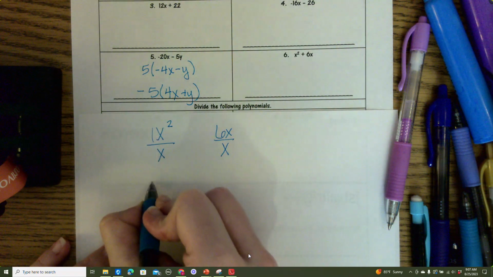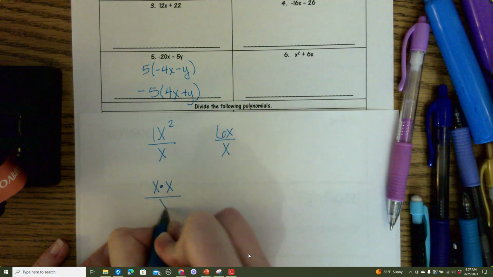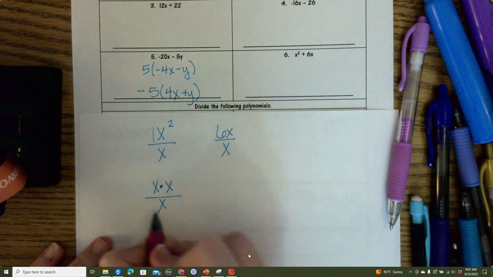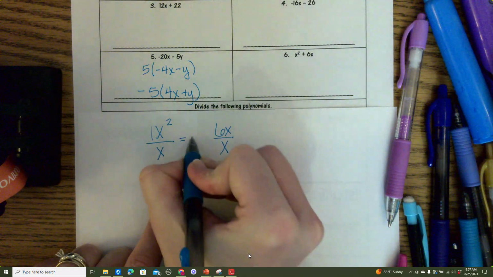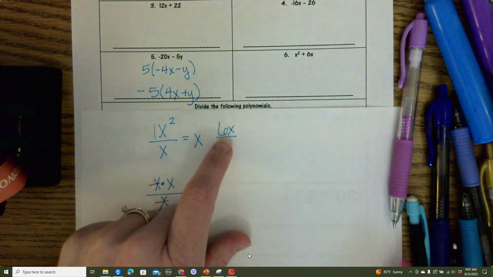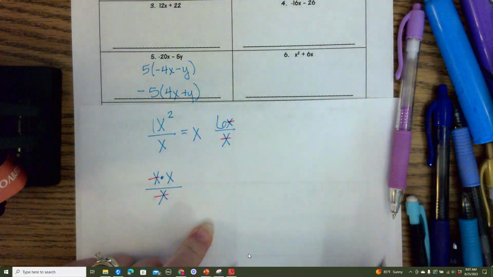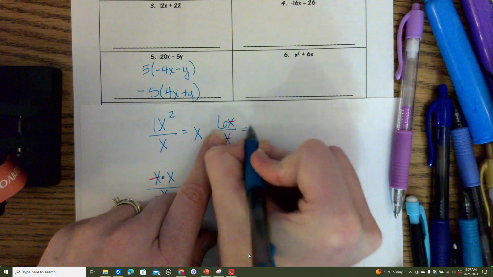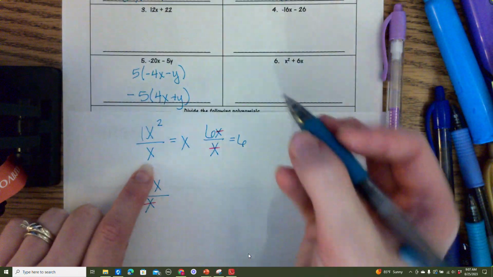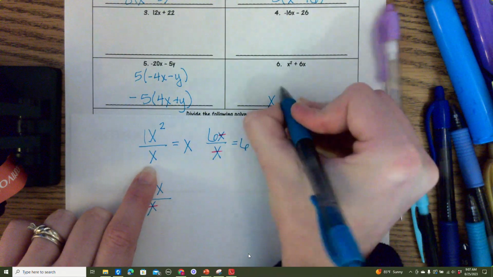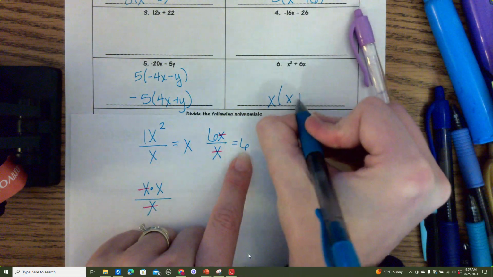So x squared is the same as x times x. And if I divide that by x, x on bottom, x on top cancel out, and all I'm left with is just an x. Here, 6x divided by x, x on bottom, x on top, all I'm left with is a 6. And so the variable I divided by was an x. Here I have an x, and here I have a positive 6.